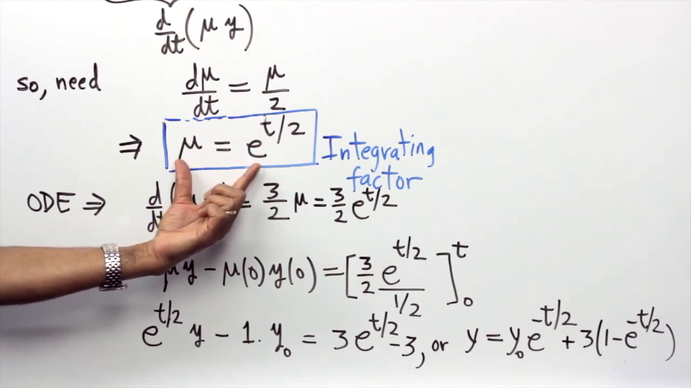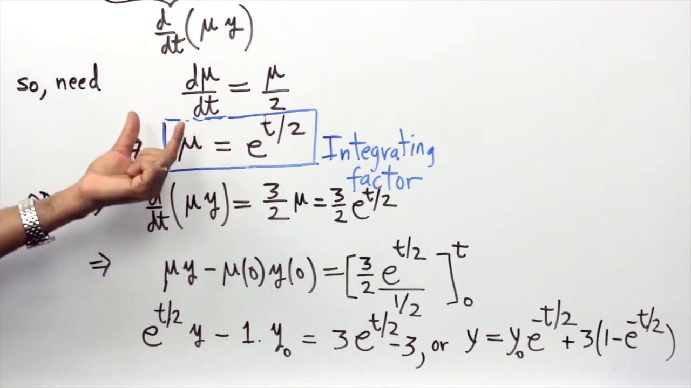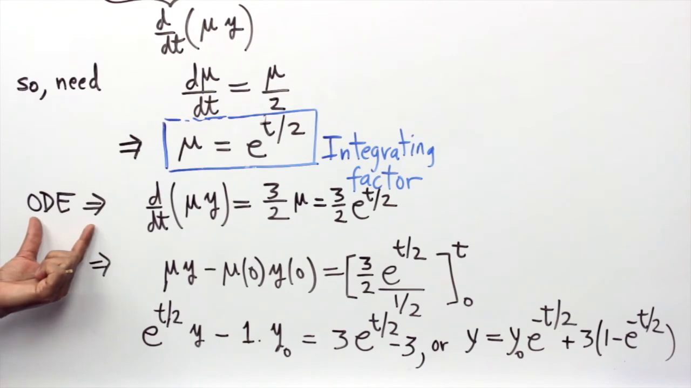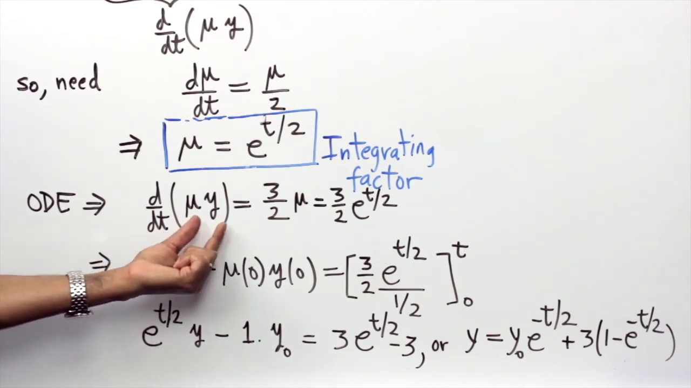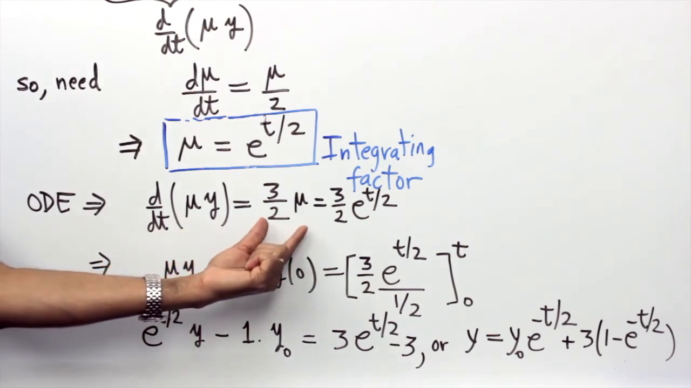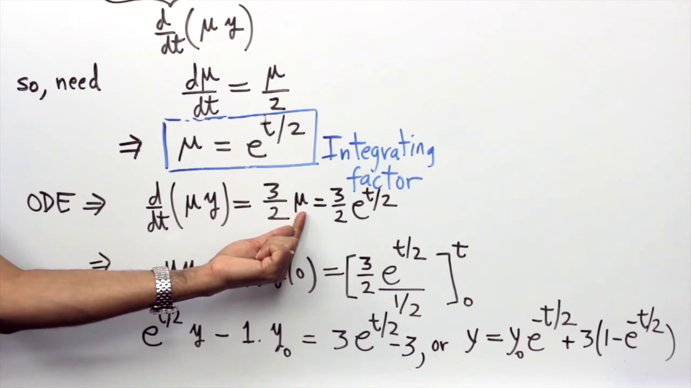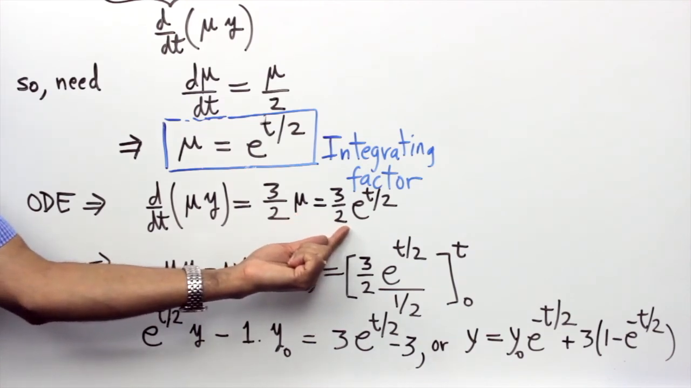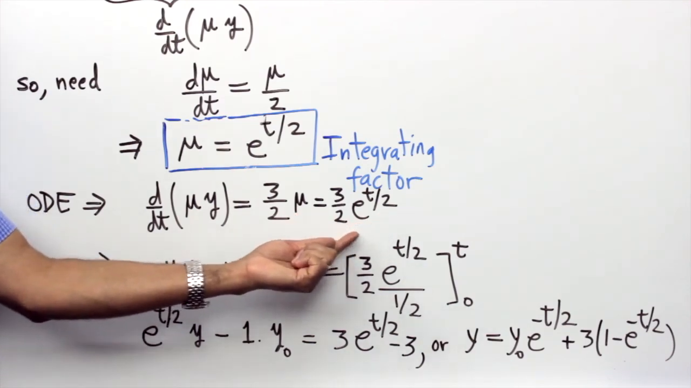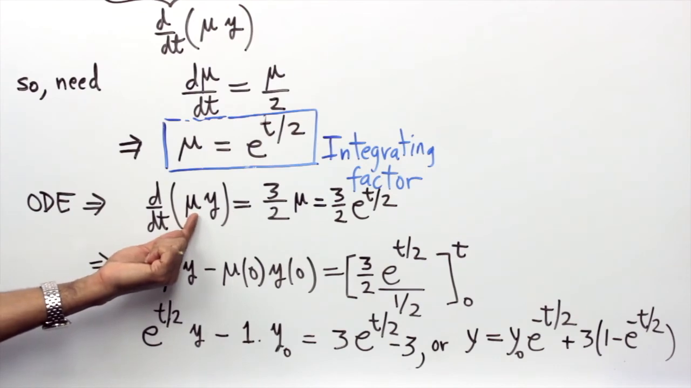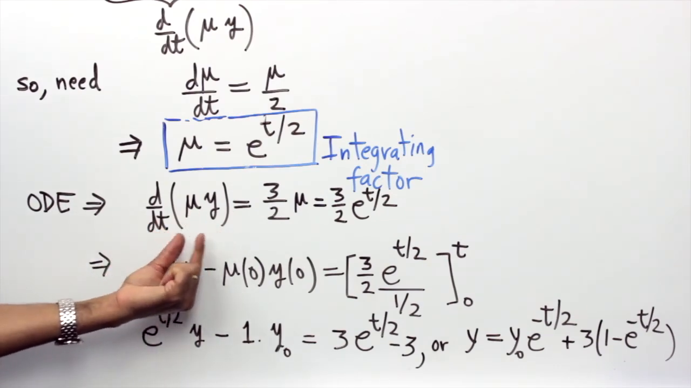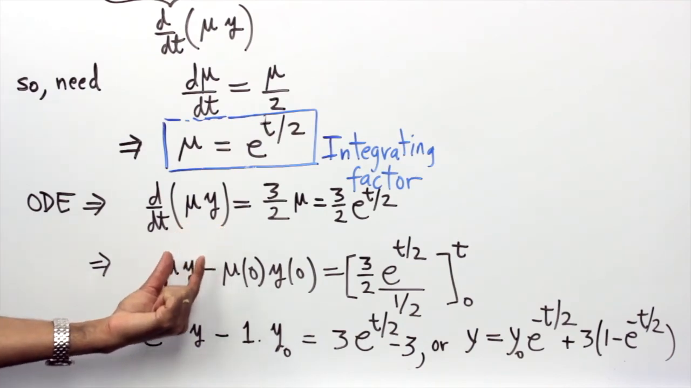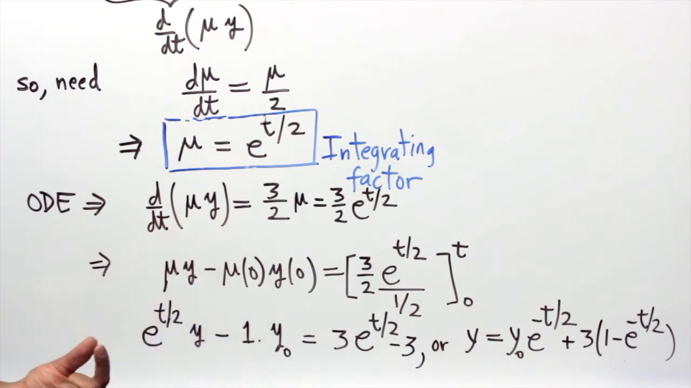And so once we have this factor, then the equation is now in exact derivative form on the left hand side. The ODE, remember, is now in the form d/dt of mu times y, and the right hand side is 3/2 mu, and mu is a known function now, which equals 3/2 times e to the t over 2. Mu on the left hand side is also known, but the important thing is that it is now, as the exact derivative, a derivative of this product, and so we can integrate this product immediately.